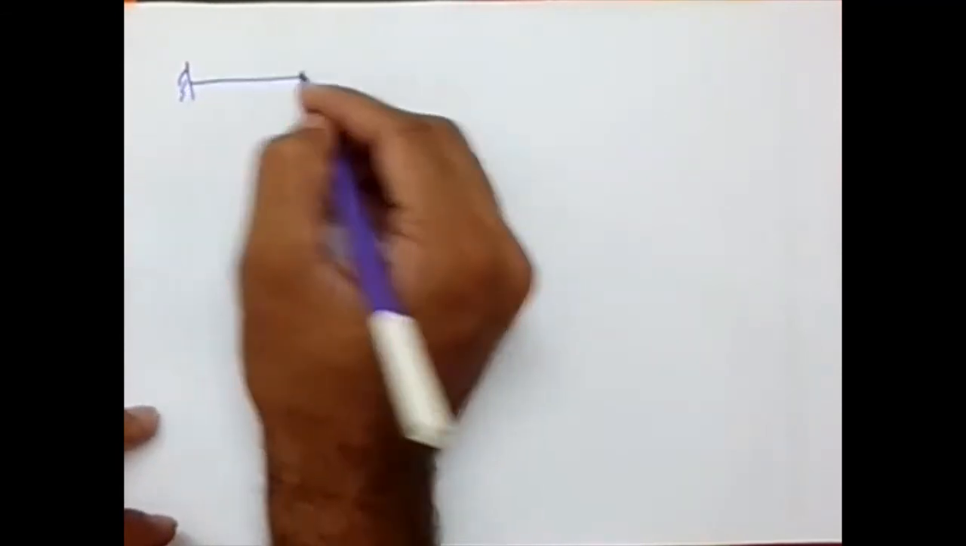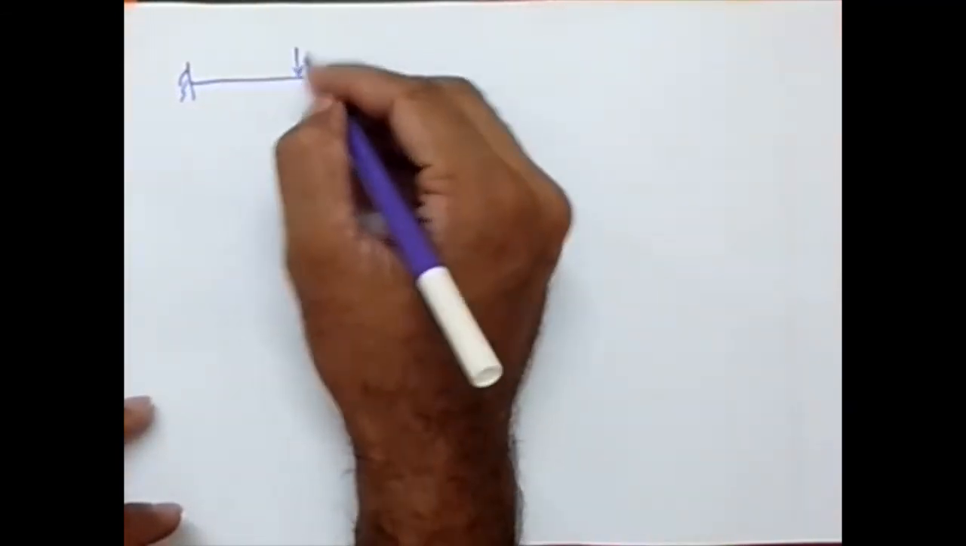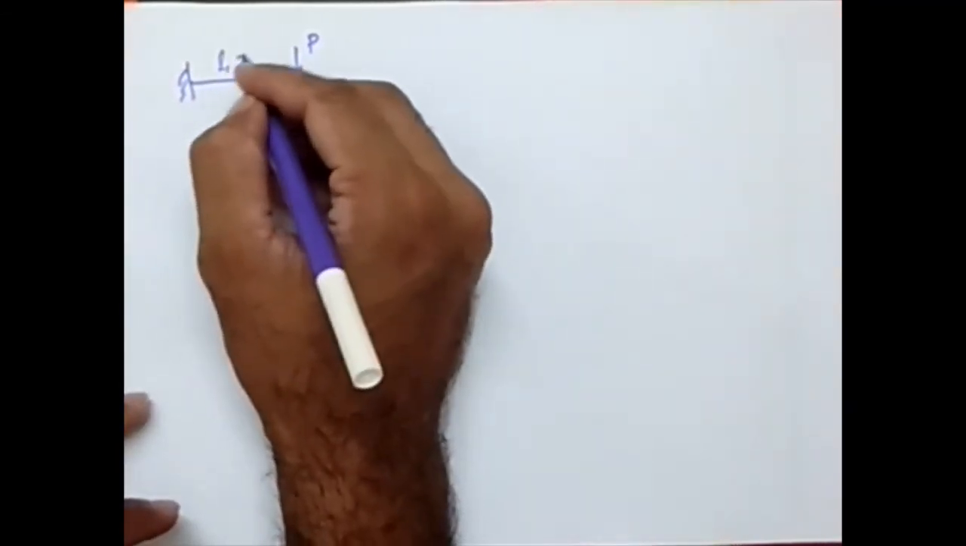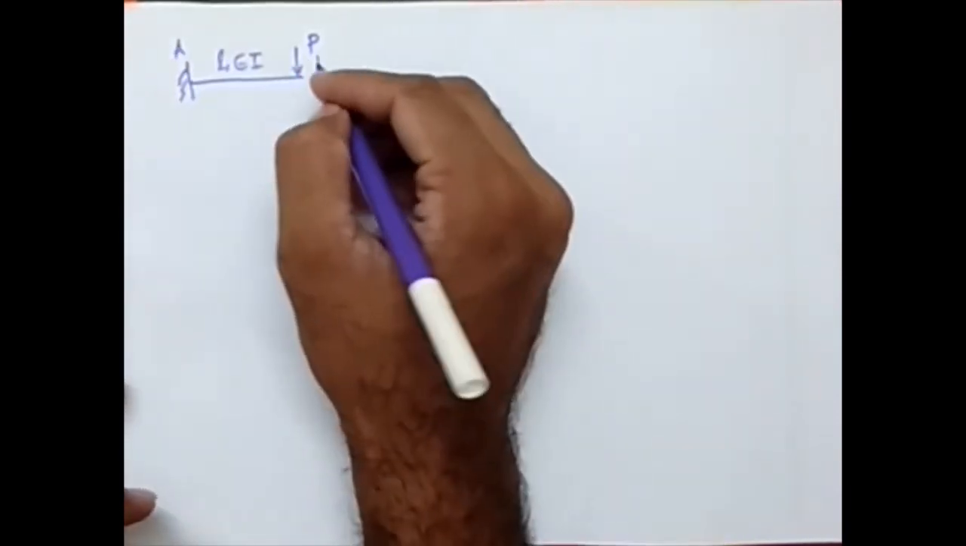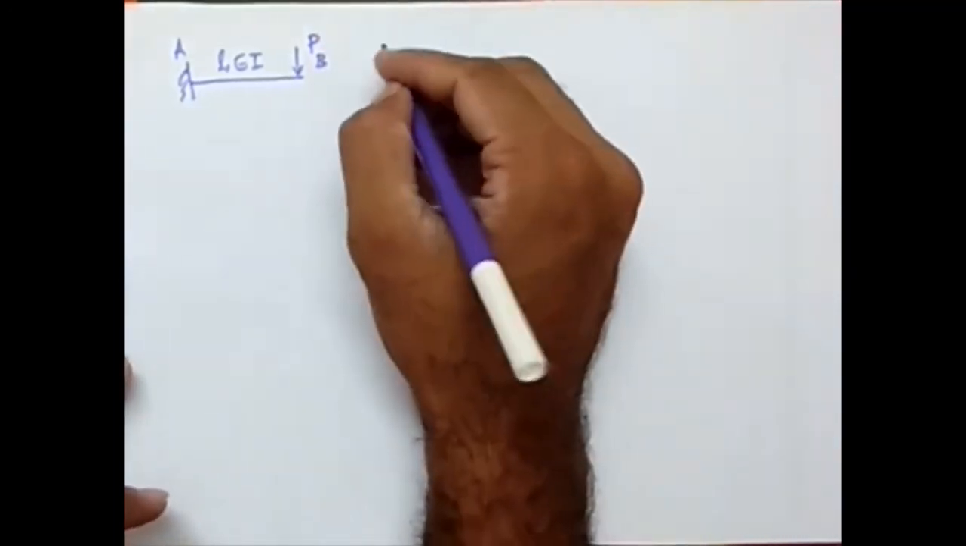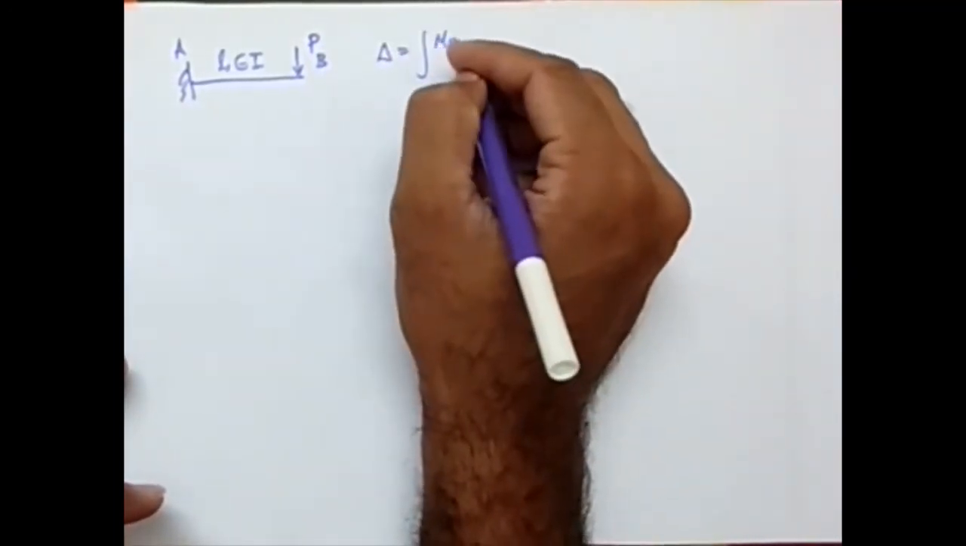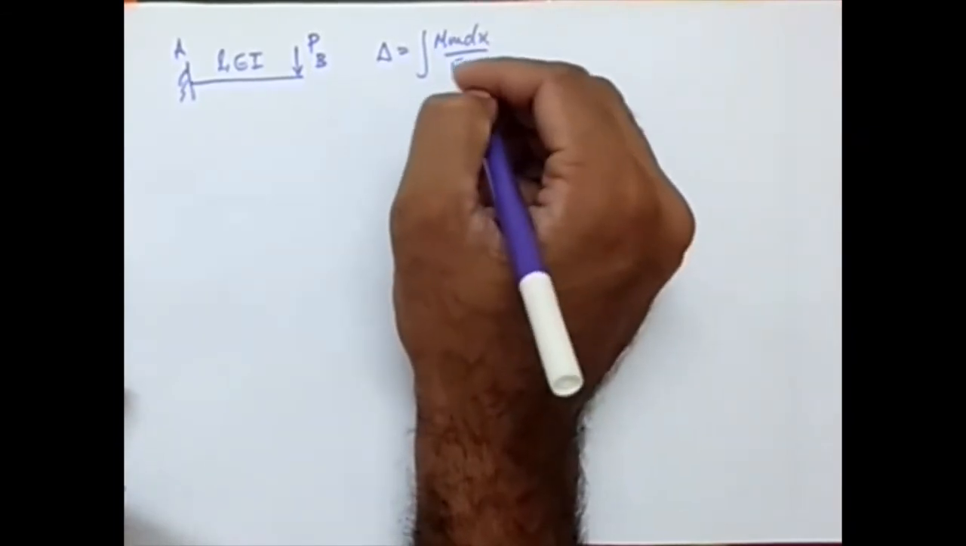So I'm keeping the paper apart and taking the new paper, and I'm just plotting the beam again so that we won't have to refer back to the old paper. So this was the case. This is point A, this is point B. Okay, now we have the expression delta equal to integral mm dx by EI.